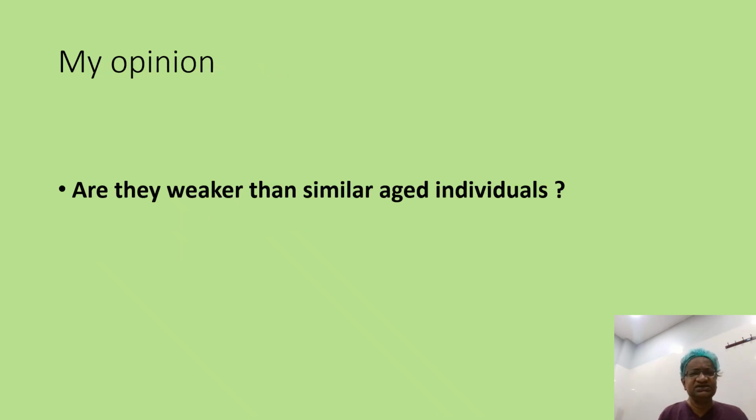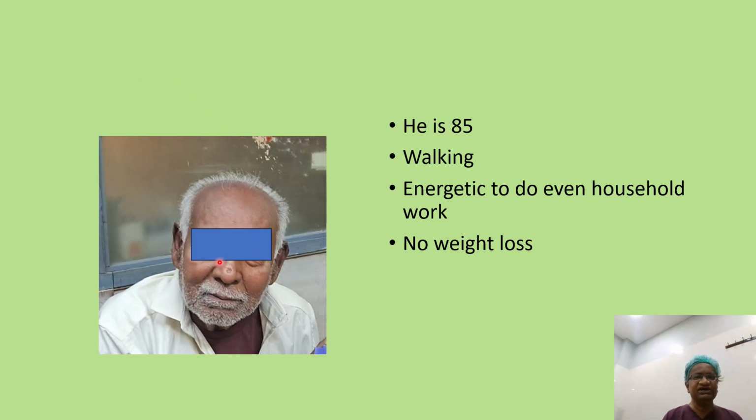Very simple. My opinion is: look at similar aged individuals. Are they weaker? Are they frail? Are they looking weaker? This is the important thing. It is not that they are very frail because they are 85 years. Look at similar people. Now you can see this is an 85-year-old Tamil teacher. He is walking energetically. He comes to my house on the bike, or sometimes he gets somebody and sits on the bike. There is no weight loss. He is gripping his book and reading. So he is not frail.